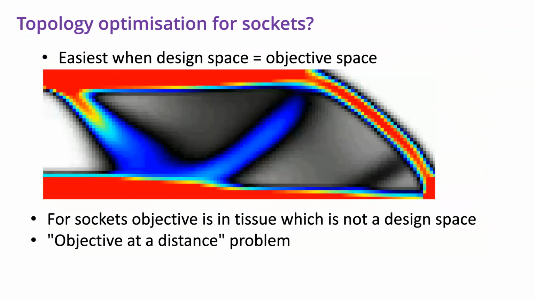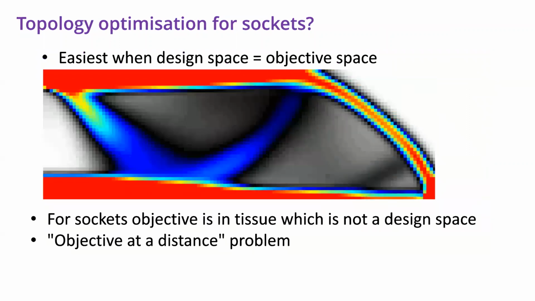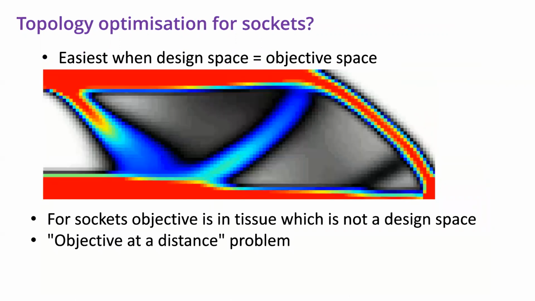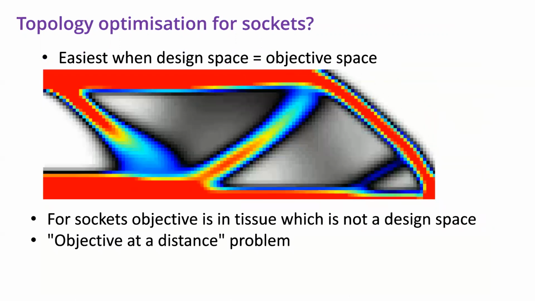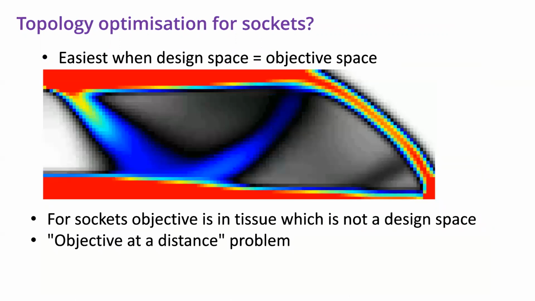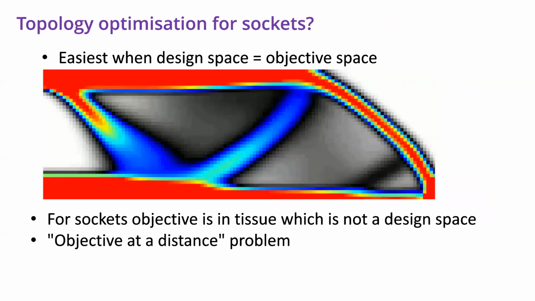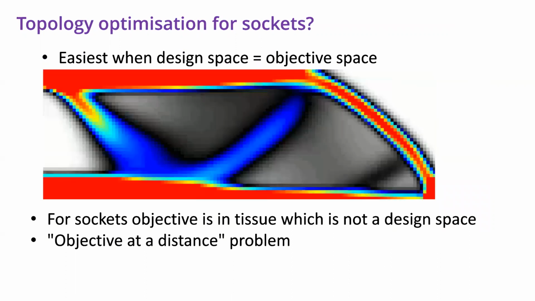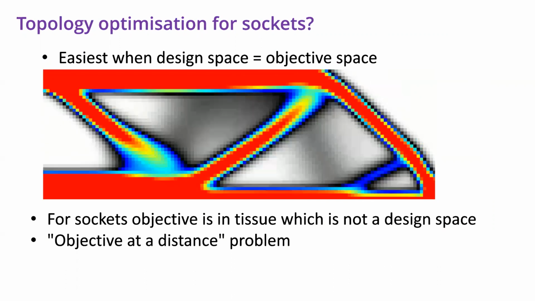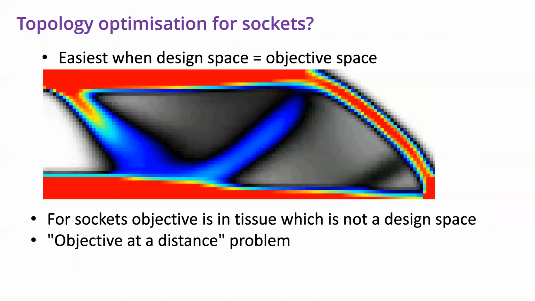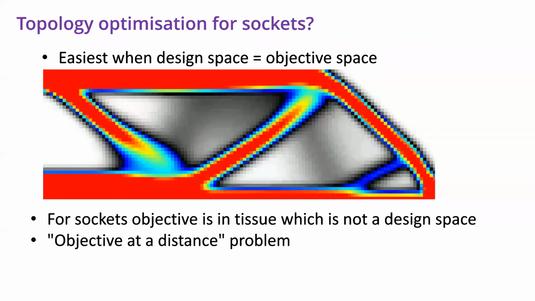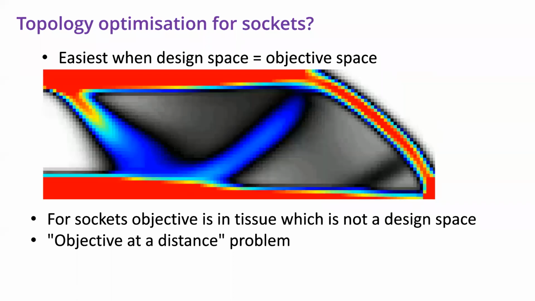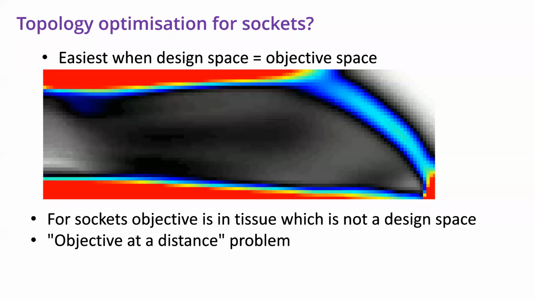So this other thing that was missing, optimization. Can we do topology optimization for sockets? Here's a bar with a force at the end, and topology optimization can be used to optimize its design. But the objective function, how good this design is, depends on the design itself. And that's the problem for sockets. The objective is in the tissue. So it's an objective at a distance problem, and that's much more complicated. If anybody has any thoughts on that, I'd love to talk to them as well.